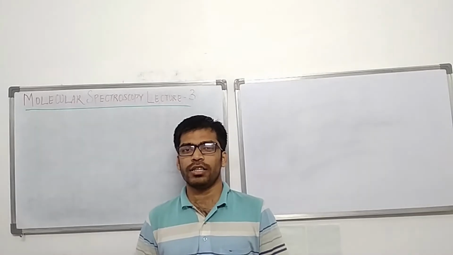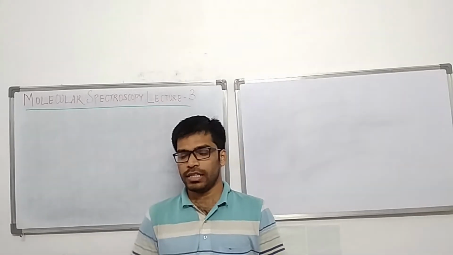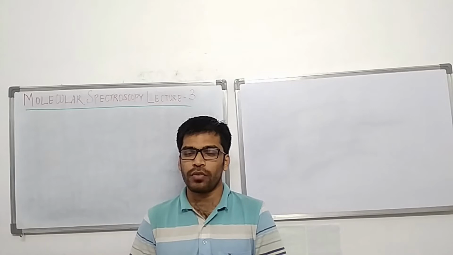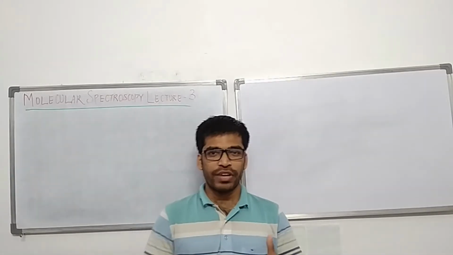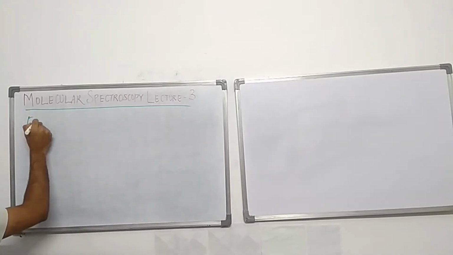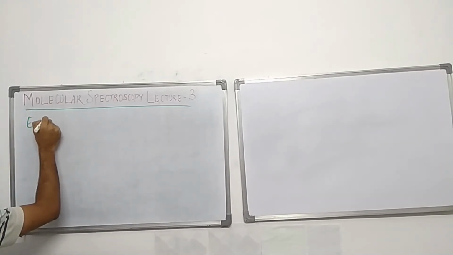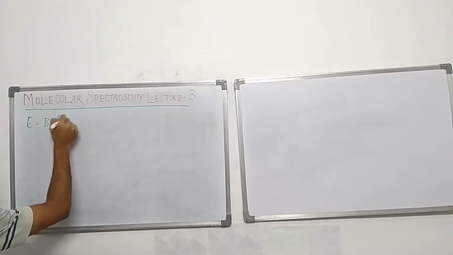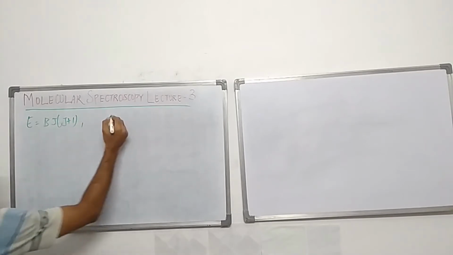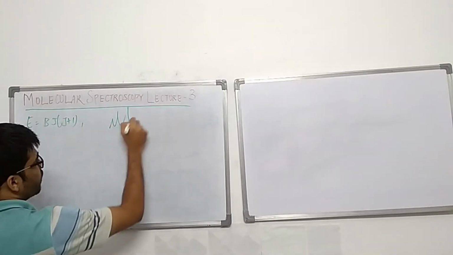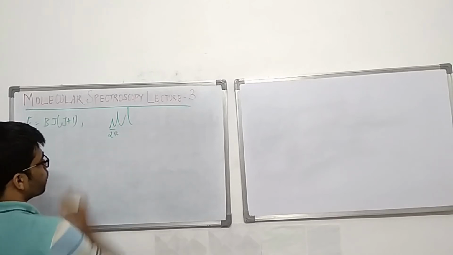This is the third lecture in the molecular spectroscopy lecture series, and in this lecture I'll complete the discussion of microwave spectroscopy of diatomic molecules. So far what we have seen is that the rotational energy levels of diatomic molecules are represented by this formula, and the spacing between two consecutive lines is always 2B.